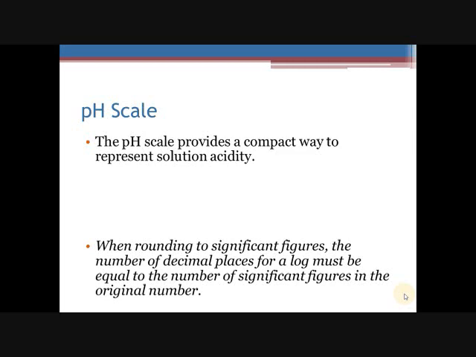So in our last video, we learned how we could tell if a solution was strong and acidic or basic based on the H and the OH concentrations. Now we're going to talk about the pH scale, which you've probably heard about in science at some point in your lives. The pH scale represents the solution's acidity. So the pH is equal to the negative log of the H plus concentration.